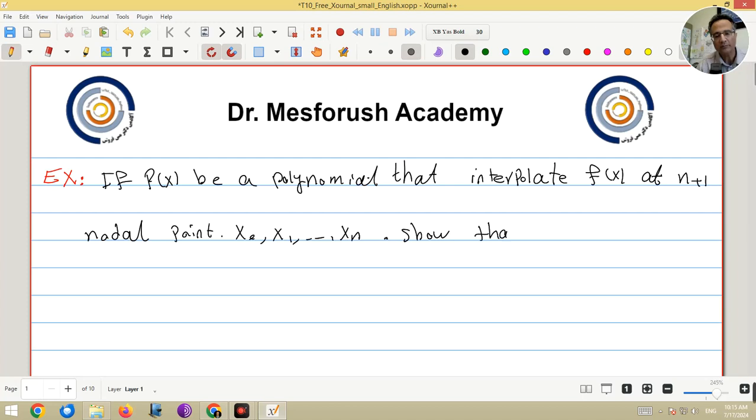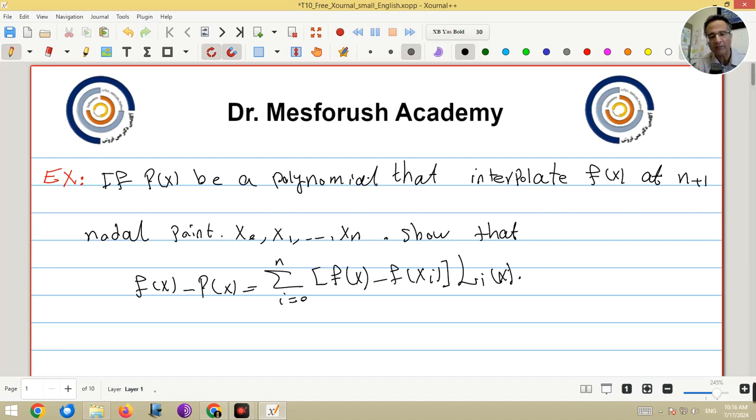Show that f of x minus p of x equals the sum, i from 0 to n, of f of x minus f of xi times li of x. We want to prove something like this.